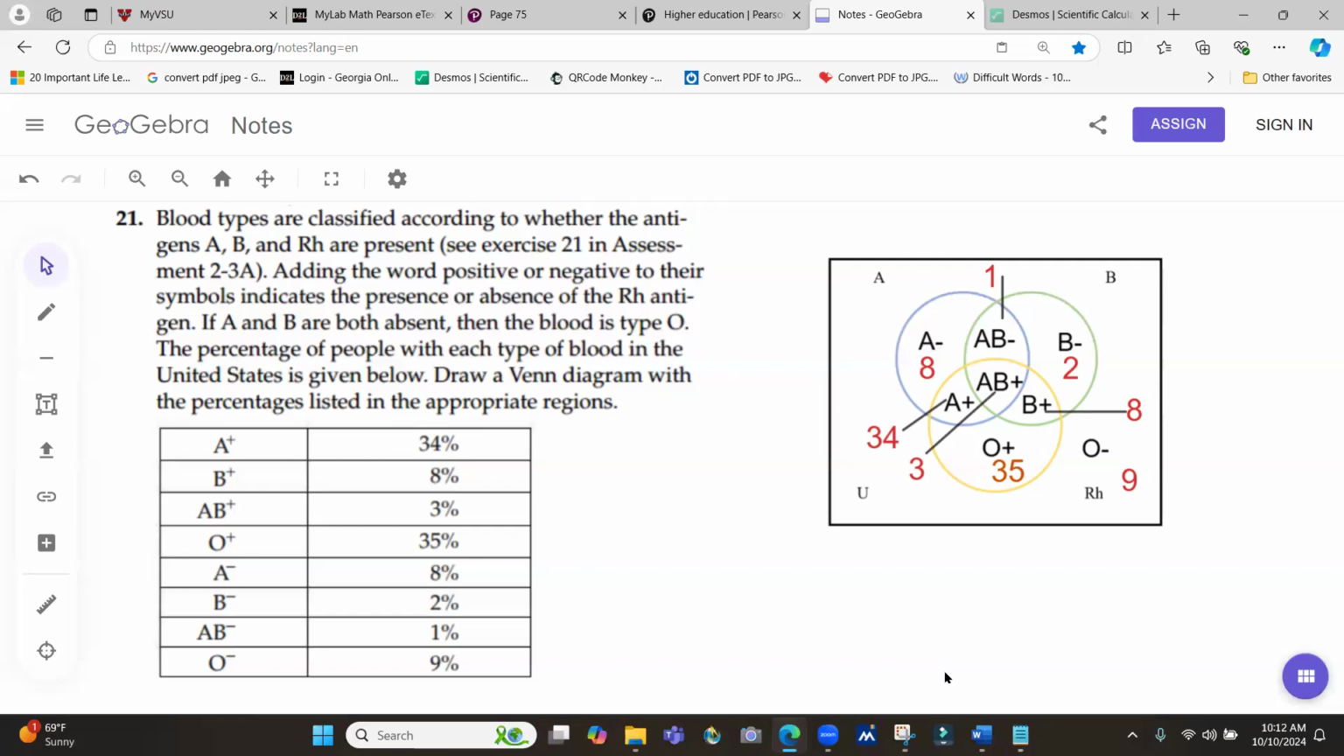Now, your students will ask you, well, why do we need to study Venn diagrams? You'll say, okay, there's lots of applications. I'm going to pause there just a little bit.